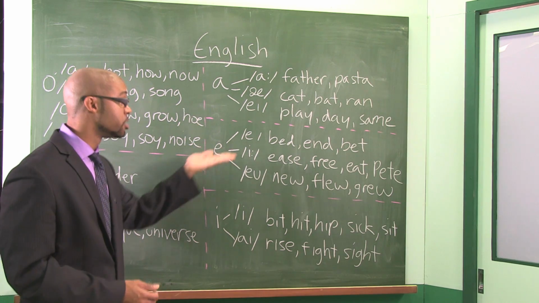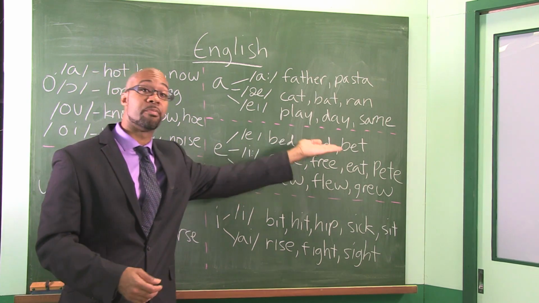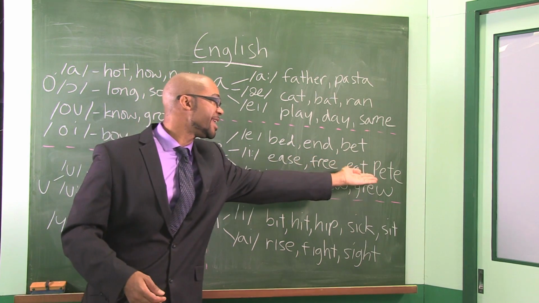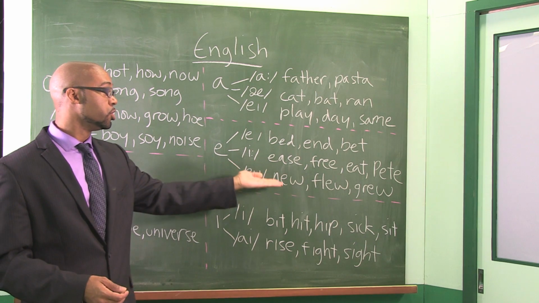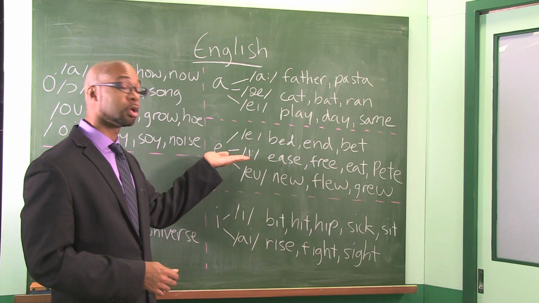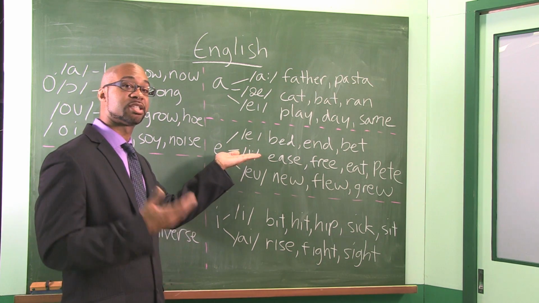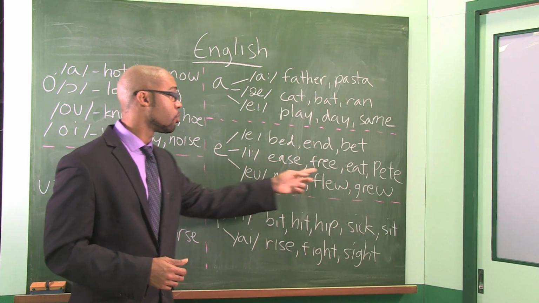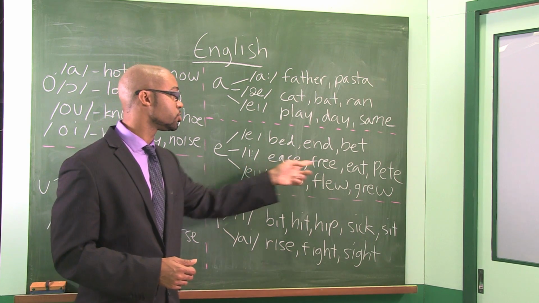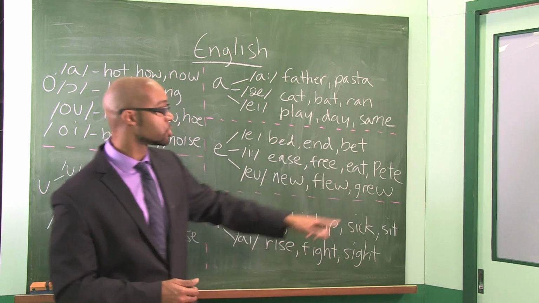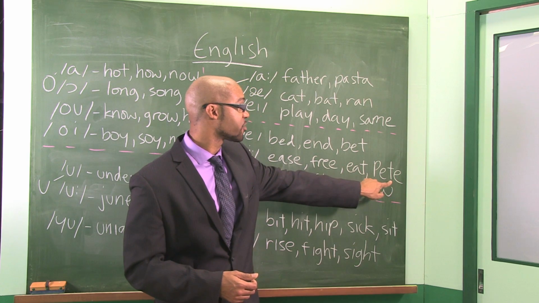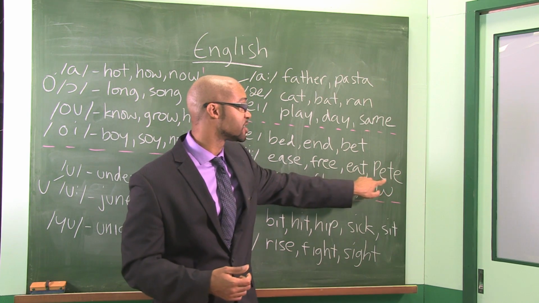Moving down to E, there's E, as in bed, end, or bet. There's E, as in ease, free, eat, or peat. There's U, as in knew, flew, or grew. This is a short sound, E. This is a long sound, E. You can tell it's a long sound because there's an A or an E after the vowel E. Okay? So this is used to make it a long sound. Also, if you look here, just like with same, if you put an E after the consonant, the shin, then it makes it a long sound.